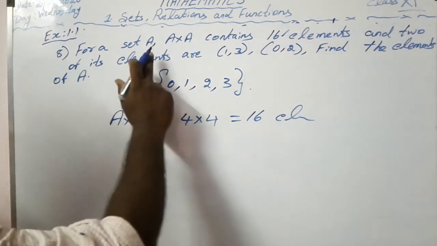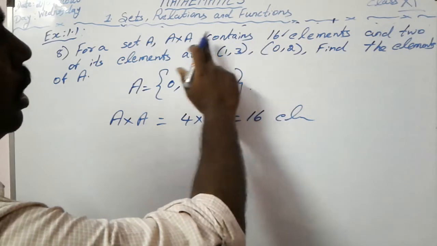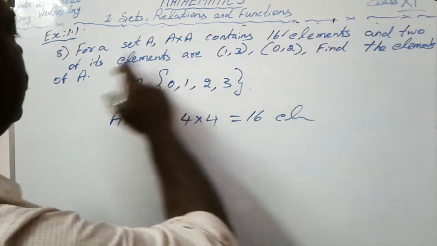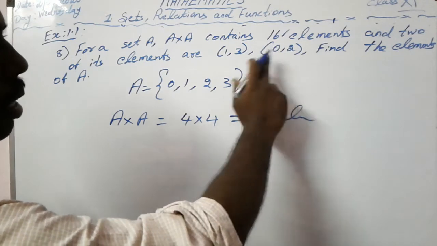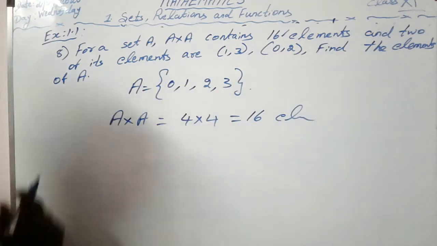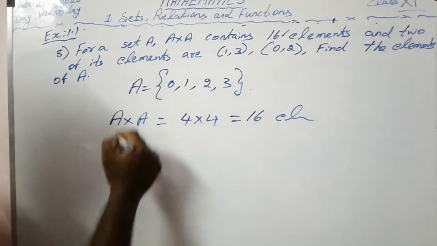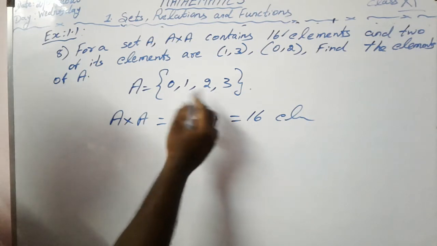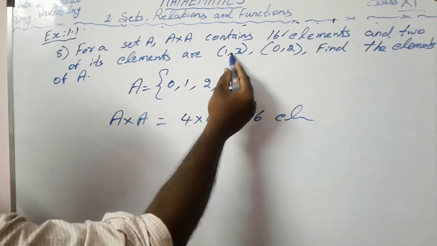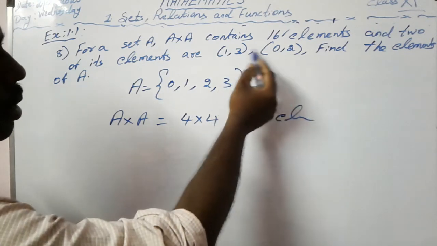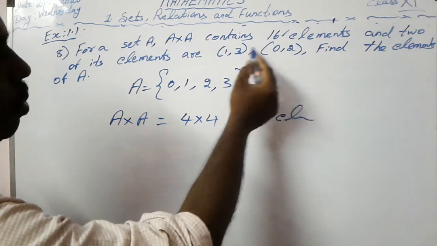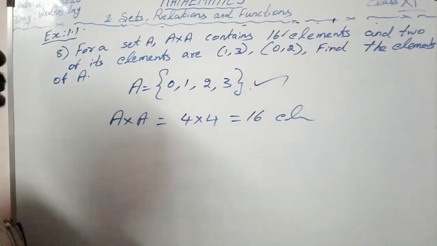Then we have to find, for a set A cross A containing 16 elements, two of whose elements are these given pairs, the elements of A. So A we have to find. What are the elements it will have? The distinct elements. What are the distinct elements? 0, 1, 2, 3. So this is the answer. Am I right?